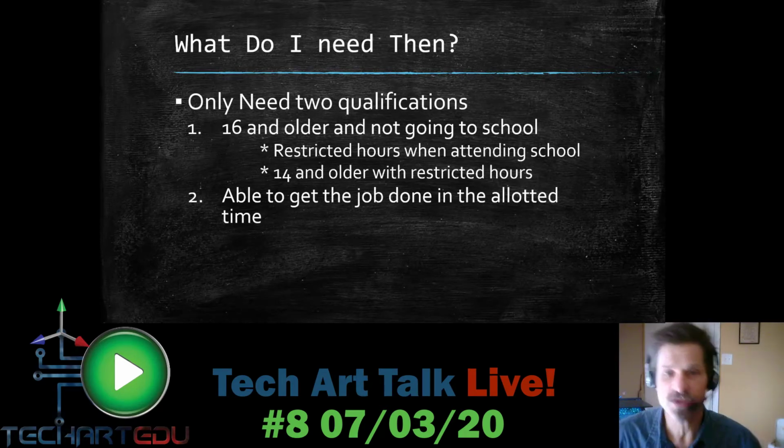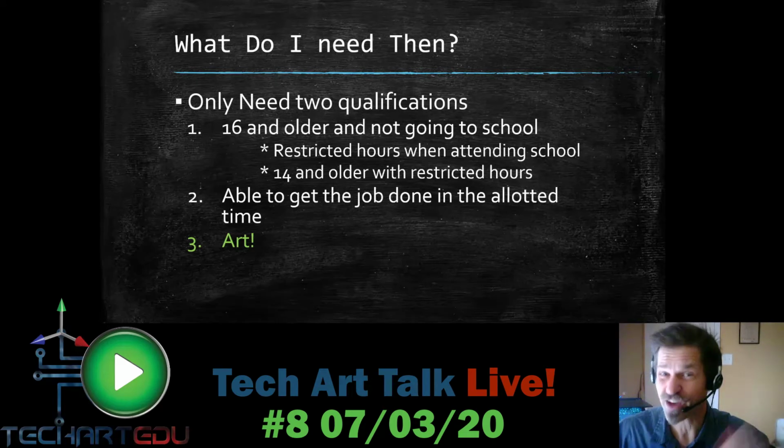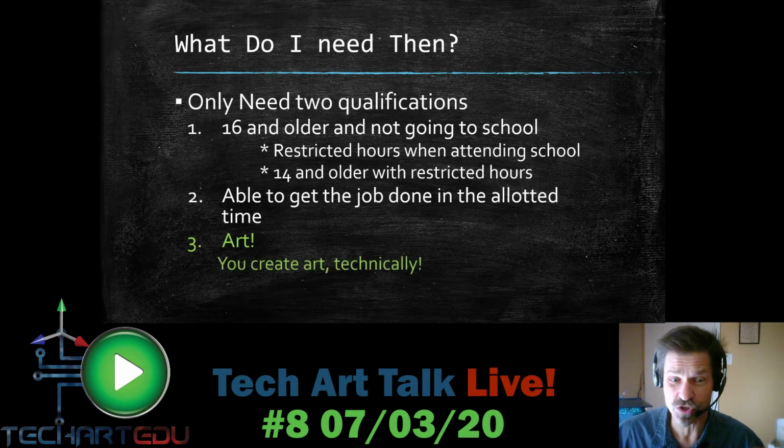Simulation, they might have an issue about it just because they're part of the government. But everyone else, they don't care. They just want you to get your stuff done. That's all they need. And there is one more qualification that's kind of understood, and that is art. Because you're a technical artist, and so you got to understand art. And what a technical artist is on that forefront is you create art technically. That means you use technology in order to create art. So it's kind of understood and kind of expected you to know art, but I suppose that's not what the question was originally. So you got to be able to get the job done in the allotted time.